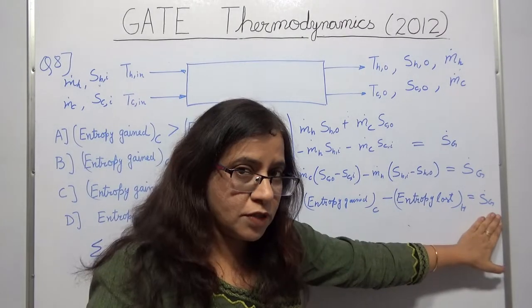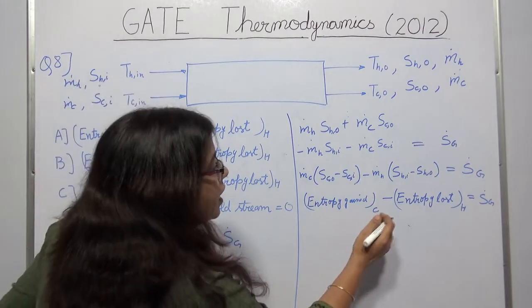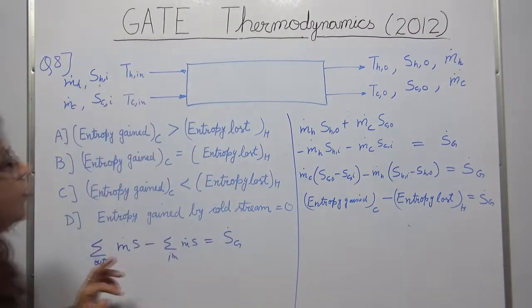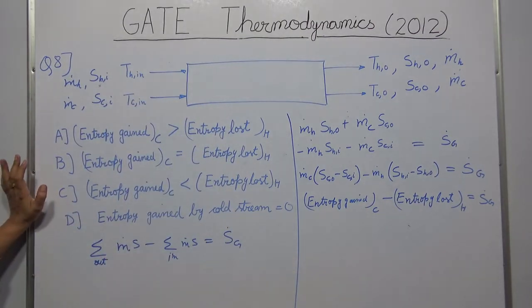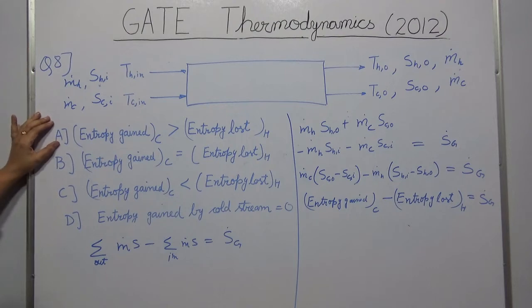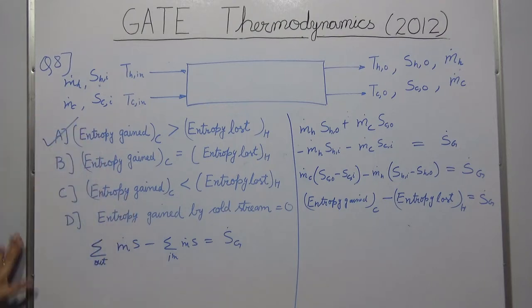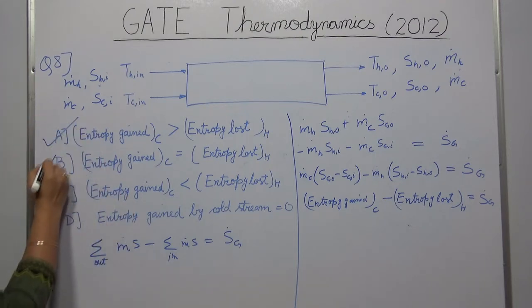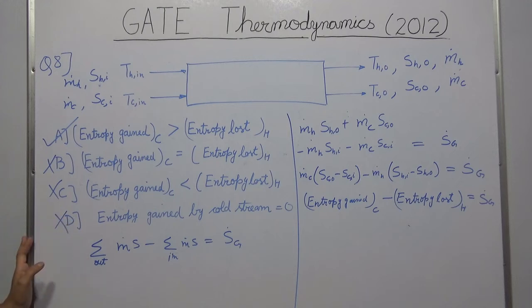That's why this is a positive term. So that's why I get that entropy gained by cold fluid is greater than the entropy lost by hot fluid. So your option A, which gives you this statement, is correct. All others are wrong. So this was a very simple problem which was based on entropy balance.